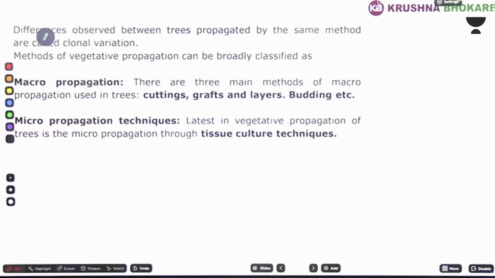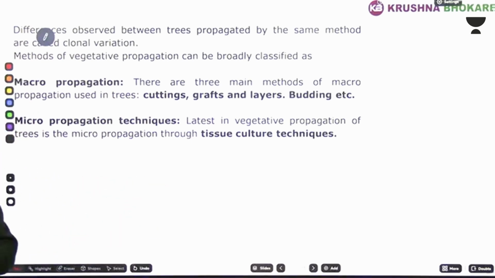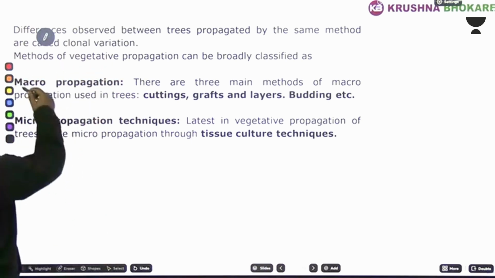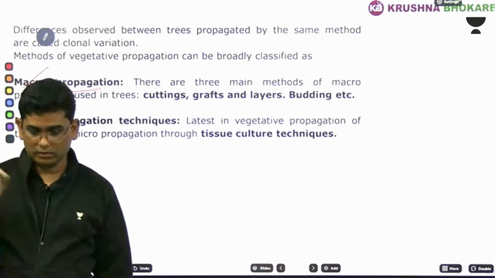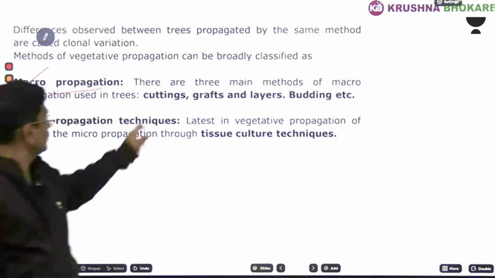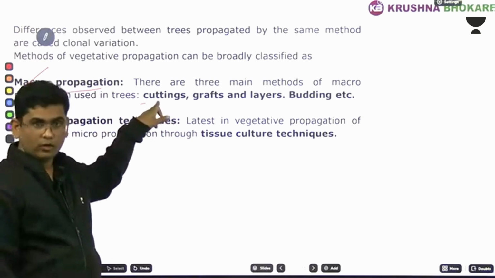So differences observed between the trees propagated by the same method are called clonal variation. Even though those 100 plants are a little bit different, that variation we will call clonal variation. So methods of vegetative propagation can be broadly classified as macro propagation and micro propagation. So what are the techniques involved in macro propagation? The parts which can be easily seen by naked eyes, the macro parts, are used for propagation, like cutting, grafting, layering, budding. These are the types of macro propagation.